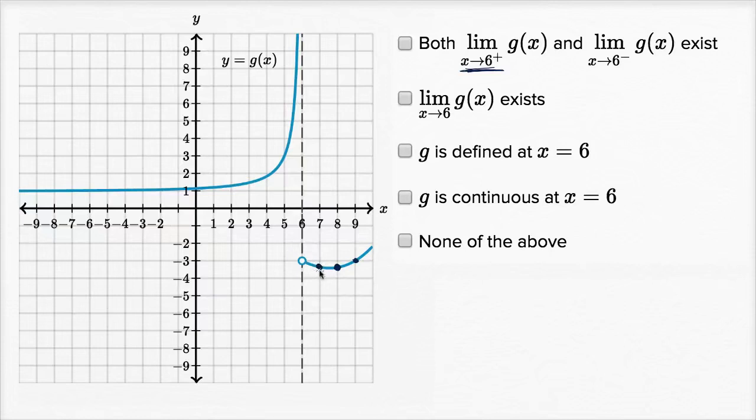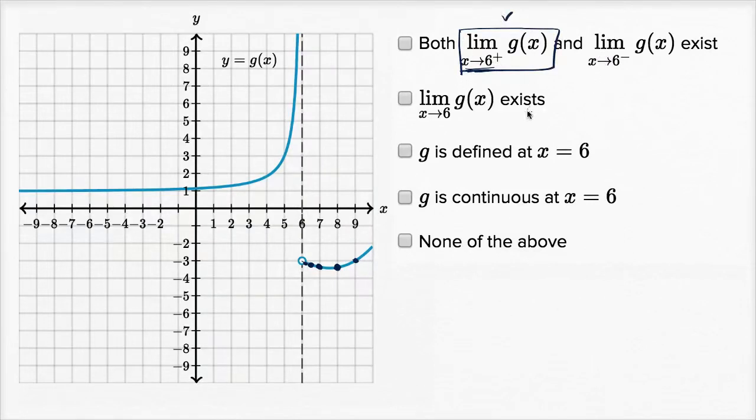It looks like it's between -3 and -4. g of 6.5 is still between -3 and -4, but it's closer to -3. g of 6.1 is even closer to -3. g of 6.01 is even closer to -3. So it looks like the limit from the right-hand side does exist. So it looks like this one exists.